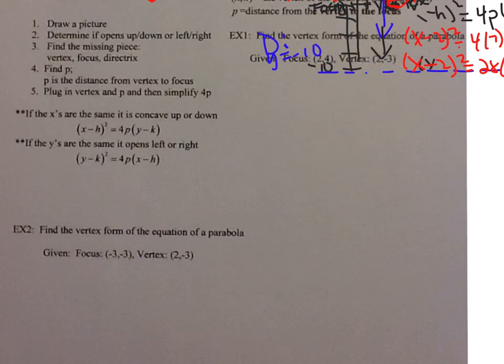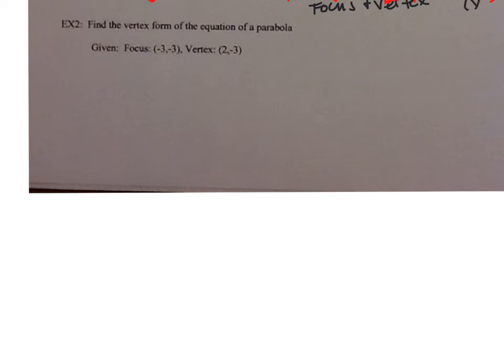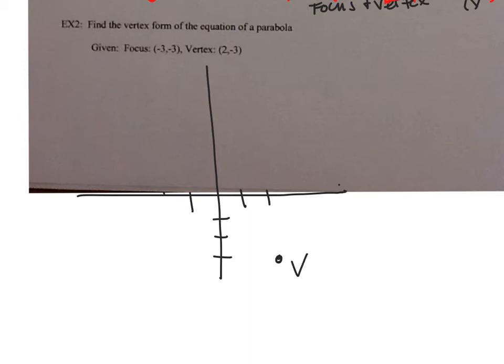All right, so let's take a look at number 2. We have a focus of (-3, -3) and a vertex of (2, -3). So we're going to draw a picture. So I have (2, -3), and that would be my vertex. And my focus is (-3, -3). That's my focus.